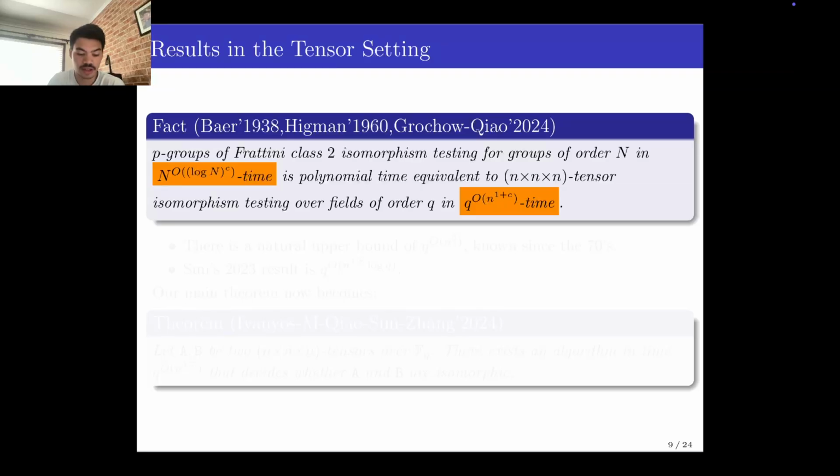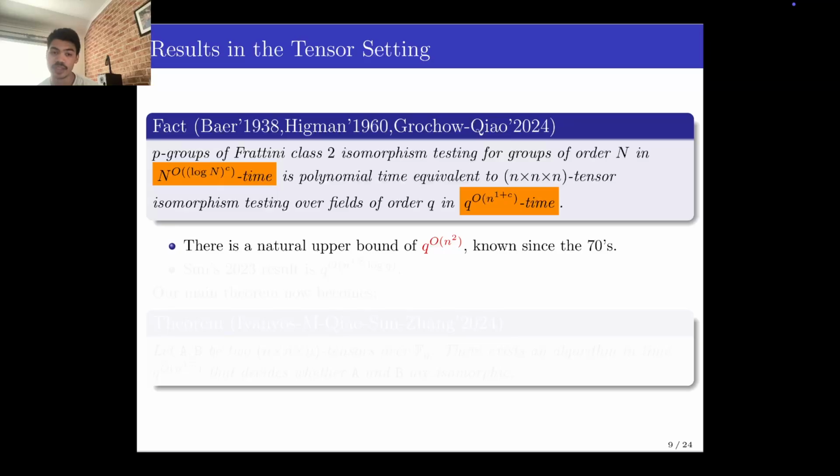So this third direction doing linear combinations, so the tensor acting on the third direction doing linear combinations will give us an equivalence problem for matrix spaces. And it also gives us that if we have 2 p-groups of Frattini class 2 of order n, and this can be tested in n to the (log n)^c time, then this will be polynomial time equivalent to 3-tensor n by n by n isomorphism testing over finite fields of order q and q to the O(n^(1+c)) time.